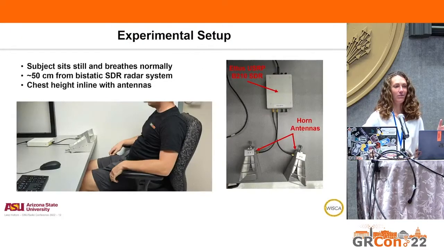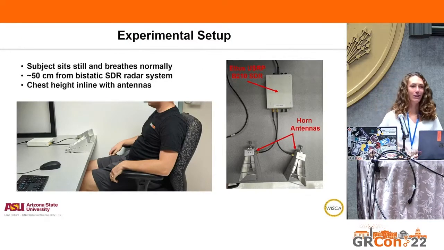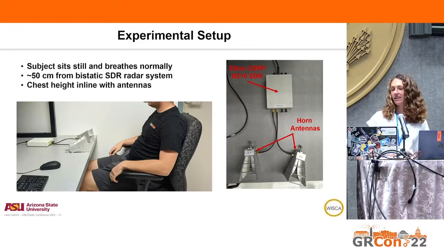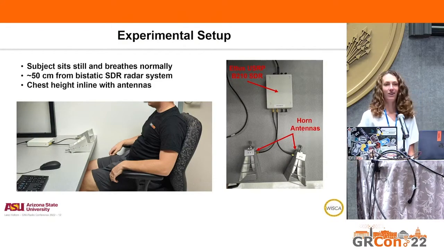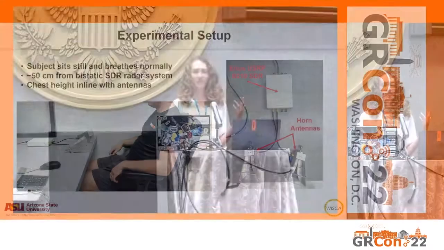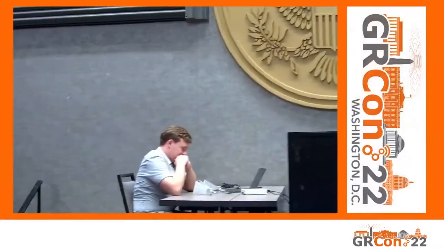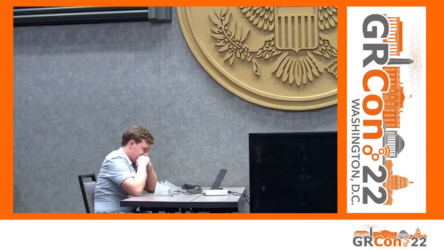Now I've talked a lot about background. I'll actually explain the experiment that we did for you. What we have here today is just an Ettus USRP B210 and two horn antennas, and I'm going to have Jacob sit here and breathe, and we'll display it for you. You'll be able to see his respiratory rate very obviously, and then the heart rate will be a little bit more difficult.